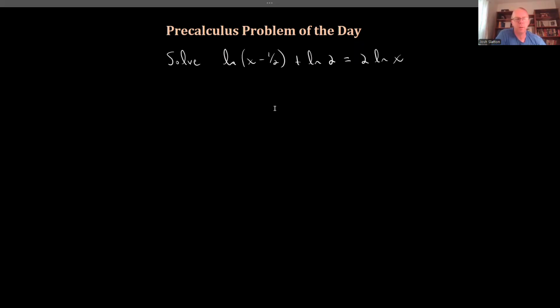do most of these. And I'll start off by pointing out a common mistake that a lot of people might make: we cannot just cancel out the logarithms. It's not like if you had a 2 in every term in the equation, you could just divide by 2 and get rid of the 2. You can't divide by logarithm and get rid of the logarithm and just have x minus half plus 2 equals 2x, I guess. It doesn't work like that.